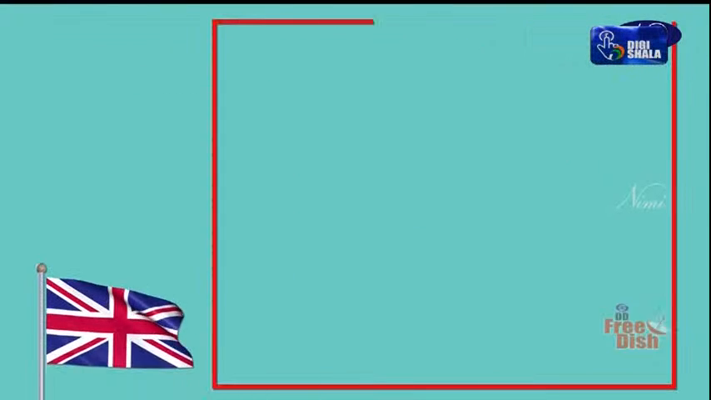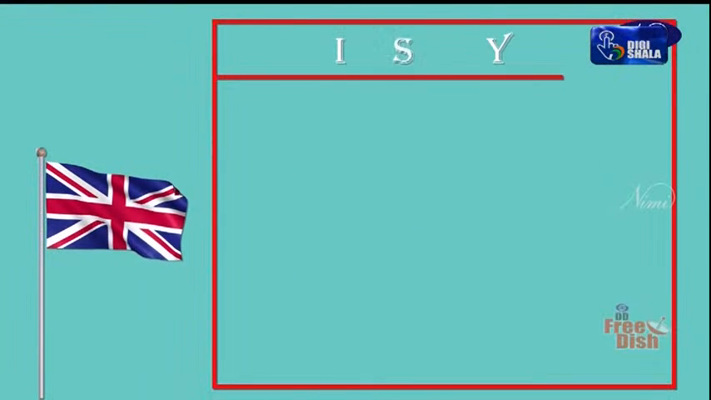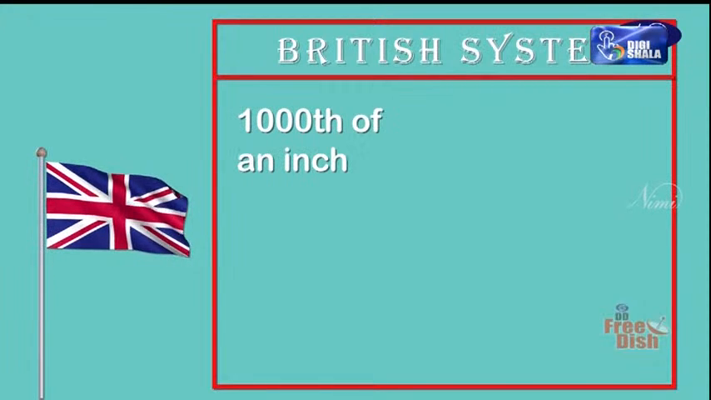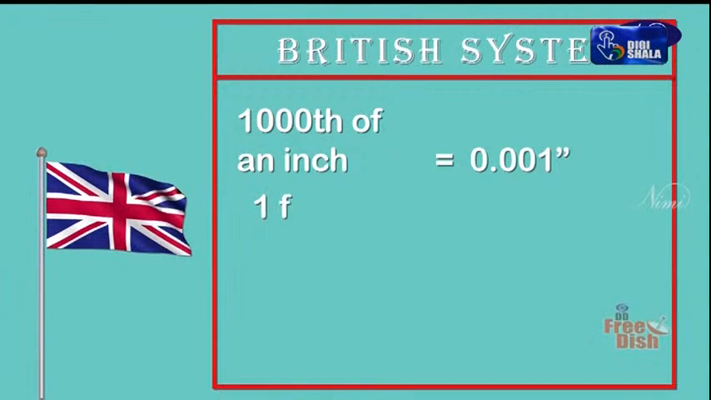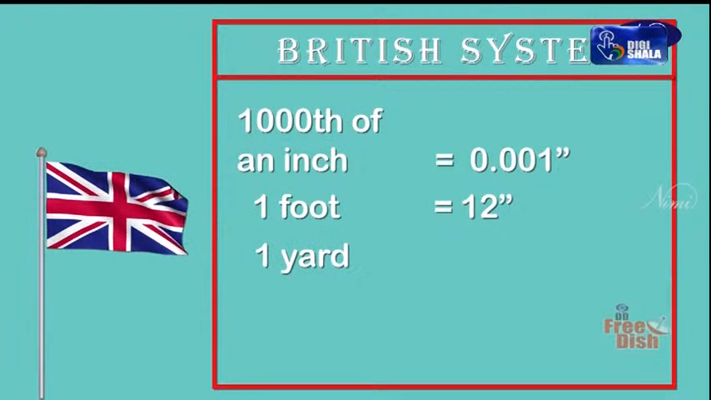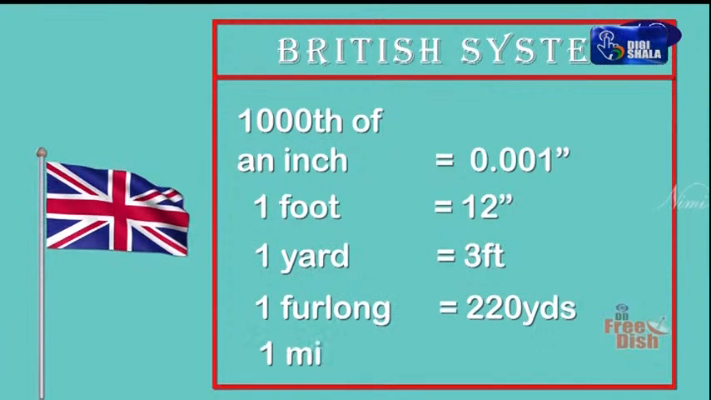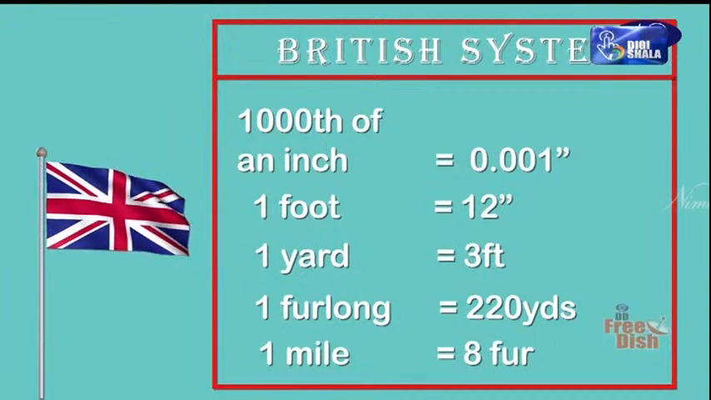Next, the British system. Some measurements of length we will see. 1 thou, one thousandth of an inch, equals 0.001 inch. 1 foot equals 12 inches. 1 yard equals 3 feet. 1 furlong equals 220 yards. 1 mile equals 8 furlongs.